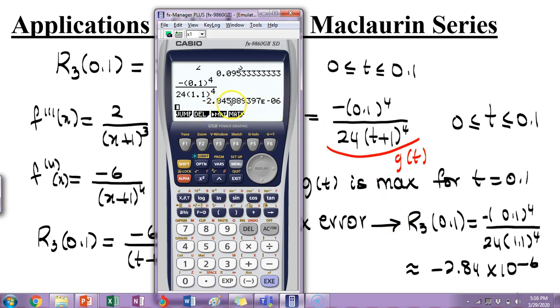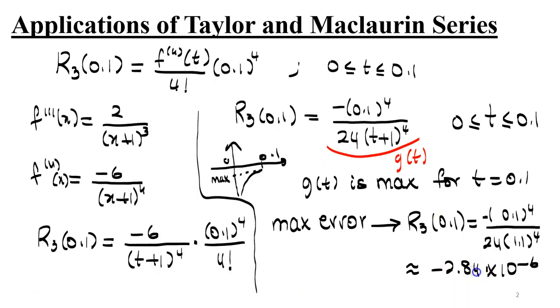Now, over here, by the way, the following digit is a 5, so we could have just taken this to be -2.85.